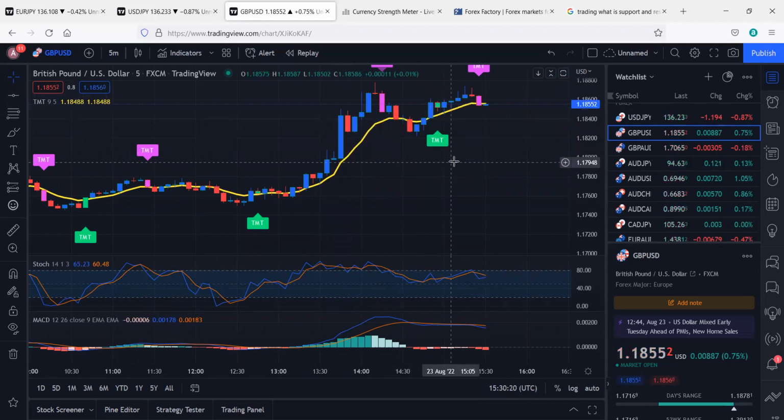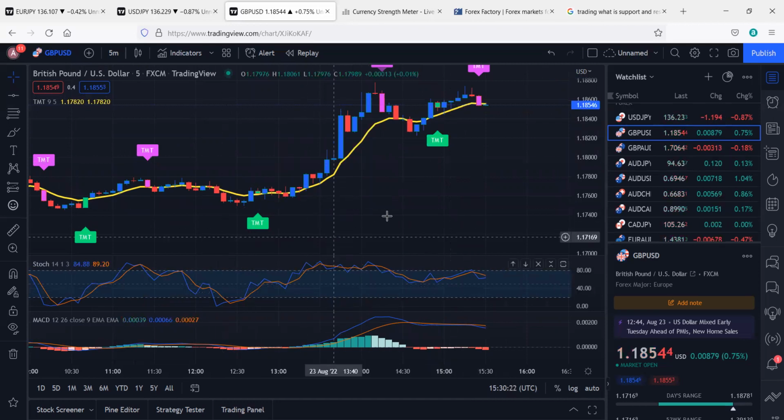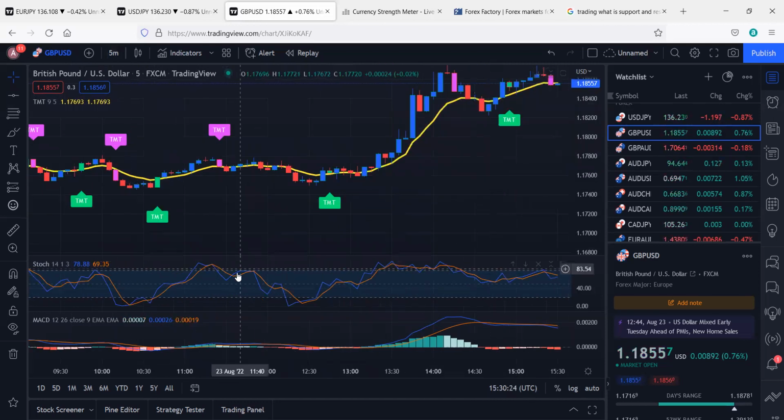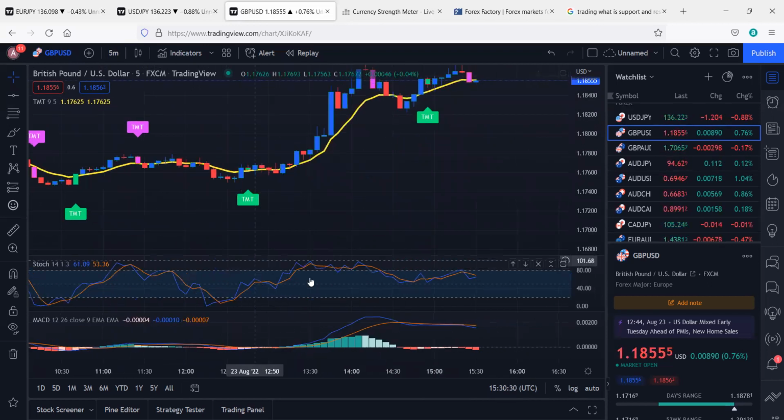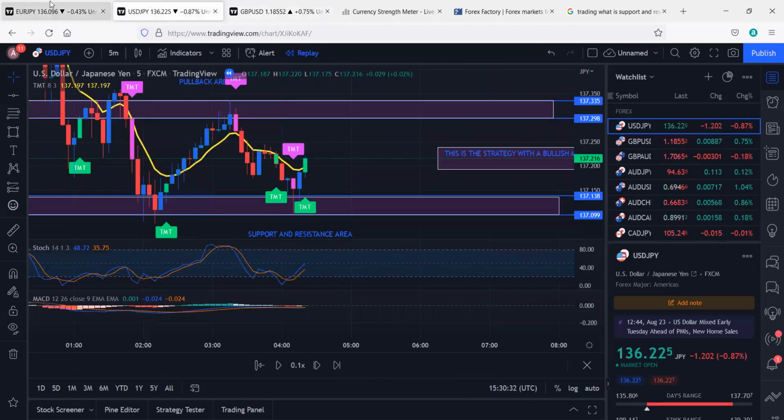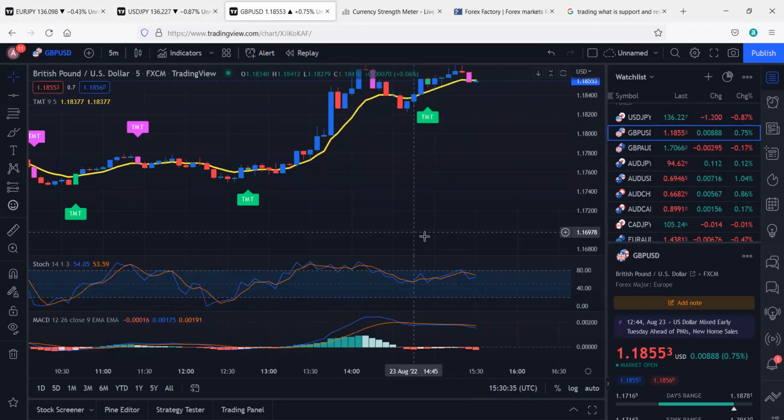Now, we also look at stochastic when we enter trades. If it's oversold, we enter for buy. If it's overbought, we enter for sell. But I combine it with the support resistance as I presented earlier, as we see here.